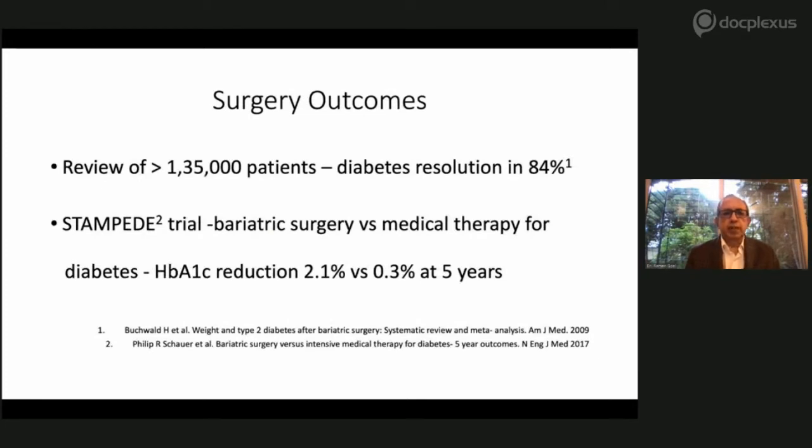Now there are various studies. This particular study, which had reviewed about 135,000 patients, had shown diabetes resolution in almost 84% of patients. That means they were off medicine and their sugars were controlled. A recent prospective trial done in the US, called the STAMPEDE trial, which was done at Cleveland Clinic, had a group of patients who had bariatric surgery and a group of similar diabetic patients who were managed medically. They found that after 5 years of starting these therapies, in the patients who had surgery, HbA1c came down by 2.1%, versus those on medical management, where it went down by only 0.3%. A very clinically significant outcome of bariatric surgery in terms of diabetes control.